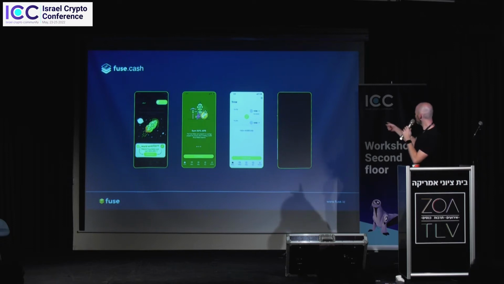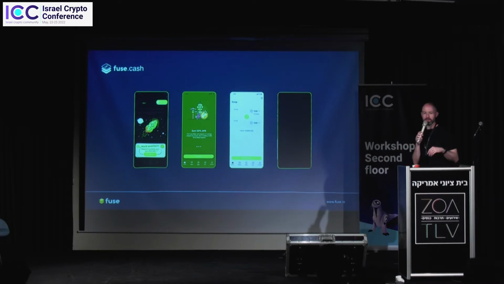That's weird. The colors look weird, but forgive me, there was supposed to be a graphic there. So this is a screenshot from FuseCash. FuseCash is an example of our wallet. You can search FuseCash on the App Store and download it.